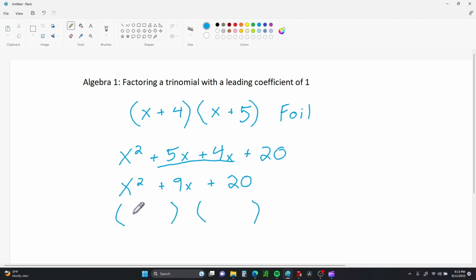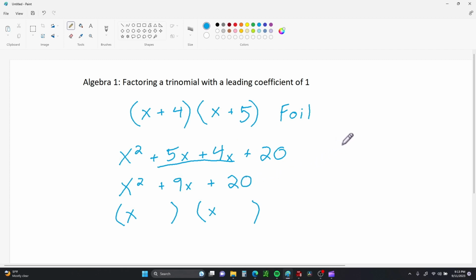So I know the only way to get that x squared is going to be an x times an x. And now what you're going to ask yourself are two numbers that add up to 9x. And the reason that we know that is because when we did the distribution, we added these two together. And then we need two numbers that add up to 9, but multiply to 20.